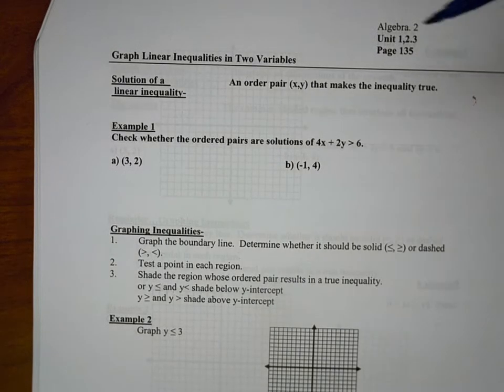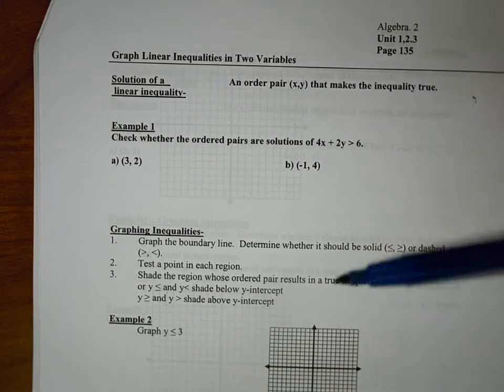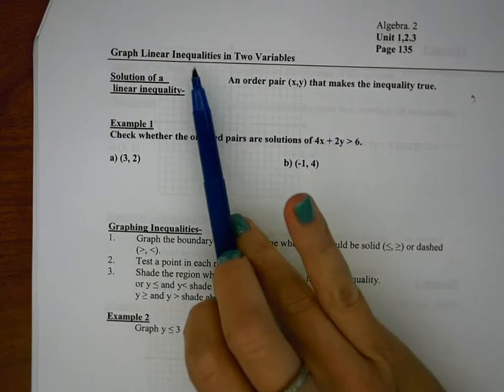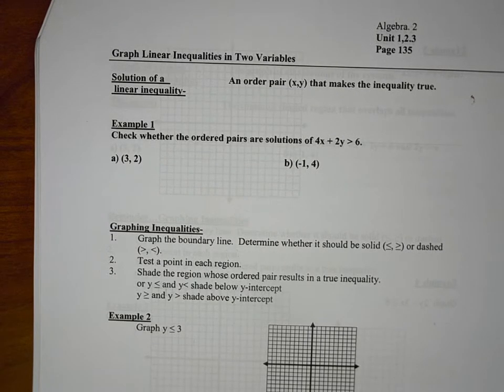This is lesson 0.3, but it's on page 135. On this one, we are graphing a line, but it's actually an inequality. And inequalities, we have greater than or equal to or less than or equal to and so on. That means you're going to end up shading part of the graph.